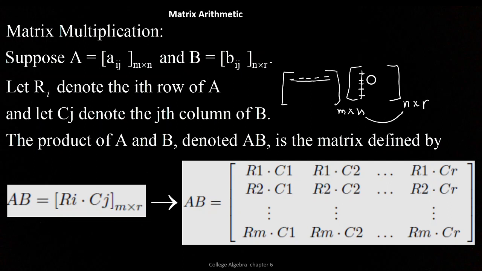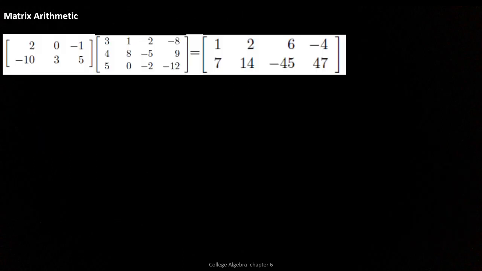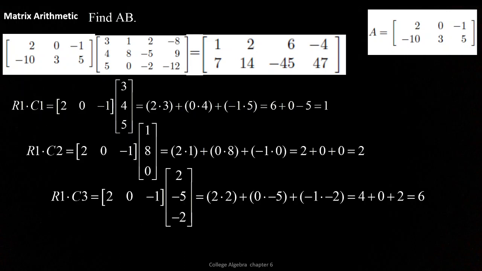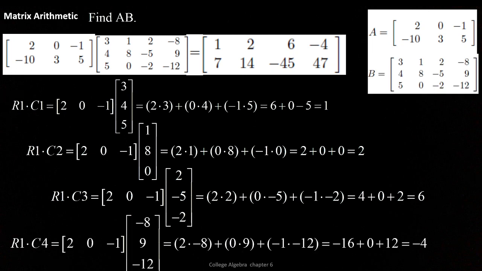But that's how it works. So let's multiply that. We want to multiply A times B. A is this matrix and B is this matrix. Now, first of all, can we multiply them?